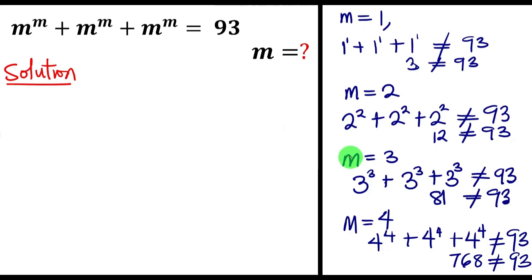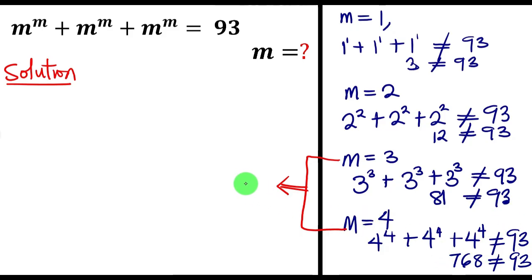Why are we doing all this? It is to guess what the value of m is likely to be. As we can see, the value of m is going to be between 3 and 4, because when we assume m equals 3, we got 81, which is less than 93. And when we assume m equals 4, we got 768, which is above 93. So 81 is the closest to 93, even though it is less, and 768 is the next above 93.